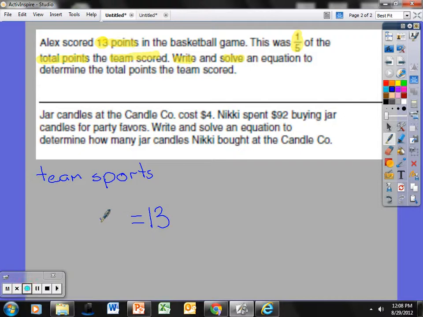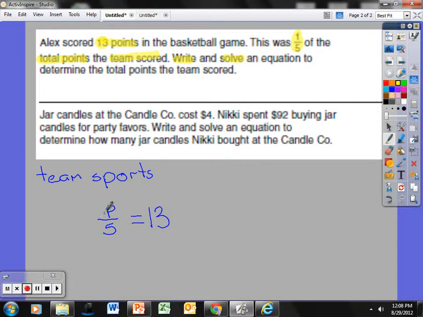So again, I'm taking whatever the team scored and breaking it into 5 parts. I don't know how many points the team scored. I do know that Alex is 1/5 of it, but the whole team's points I'm going to call P, for points. Now, here's my equation. The number of points the team scored divided by 5 would equal Alex's 13.